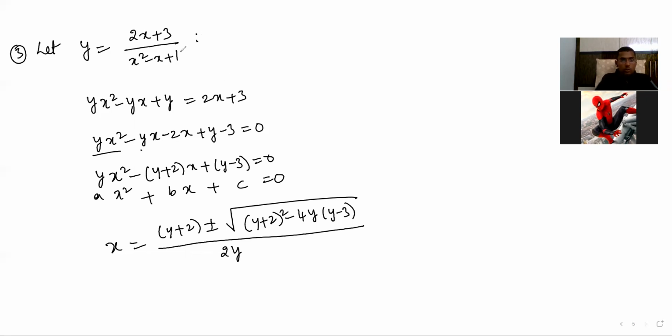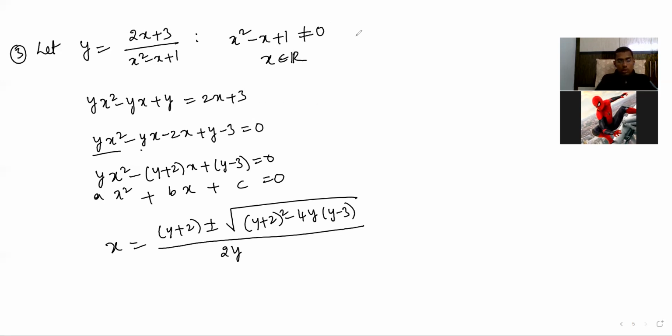What is x here? For the domain, we will find x square minus x plus 1. X square minus x plus 1 should not be 0. But this will not be 0, because this cannot be 0. Yes, always x belongs to R. I think this will never be 0.